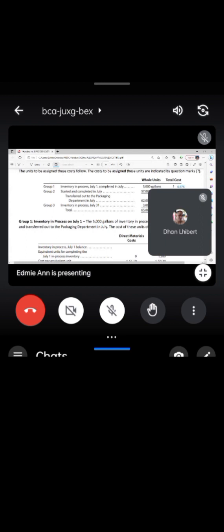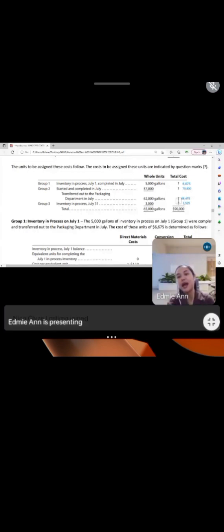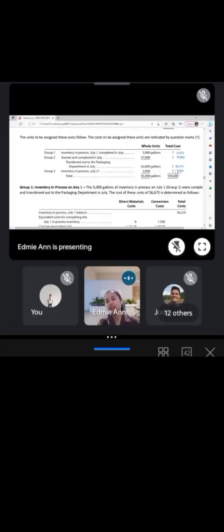Yes, ma'am. Balikan ninyo, kay naa na sa inyo ang handout, di ba? Balikan ang T account ninyo. Sa right side, ang cost of units transferred out sa T account, mao ni siya ang 86,475. Ang mabilin sa left side sa direct materials and conversion cost is the 3,525. This is the ending inventory which will be carried over pagka August.